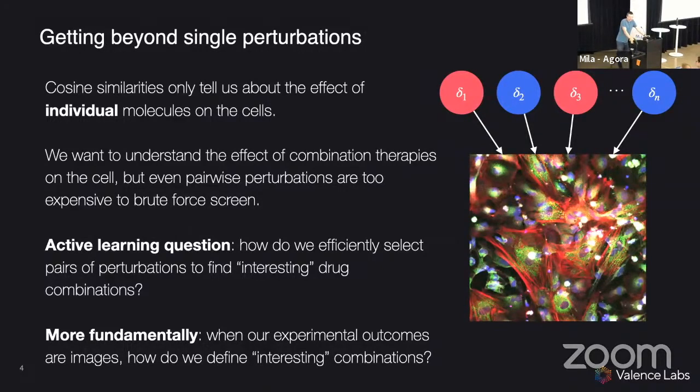And so this becomes an active learning problem. Essentially, you want to choose pairs of perturbations that allow us to find interesting drug combinations or interesting pairs of perturbations. But it's kind of an odd one because we're getting measurements in image space rather than measurements in the traditional low dimensional space, right? And so the more fundamental question in some sense is, if our experimental outcome is an image, how do we even define what it means to be interesting, right? What are we searching for if our outcome is an image?